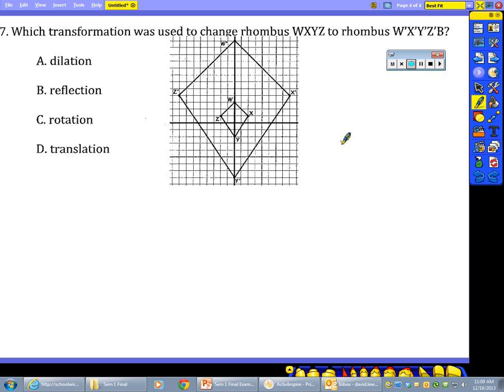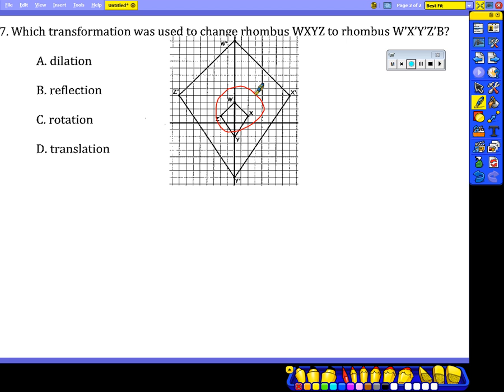Here we go, number 7. Which transformation was used to change rhombus WXYZ to W'X'Y'Z'? Okay, now this we got a little bit of a typo here. But anyway, you get the idea. So we had this figure, and then something happened, and it changed to be that big figure. So the question is, what happened?